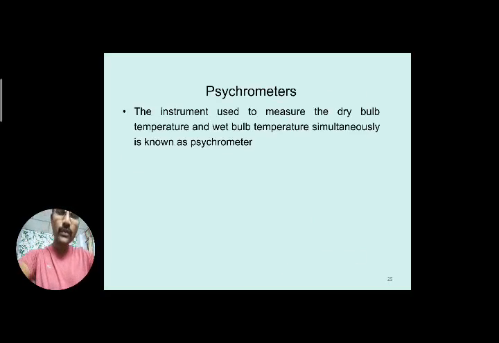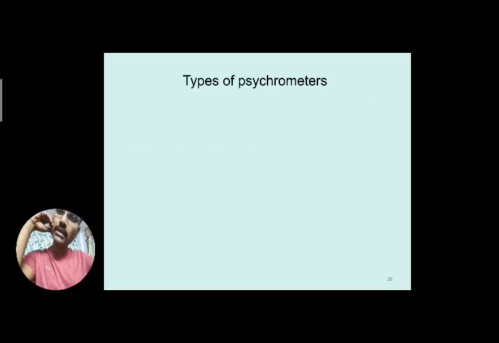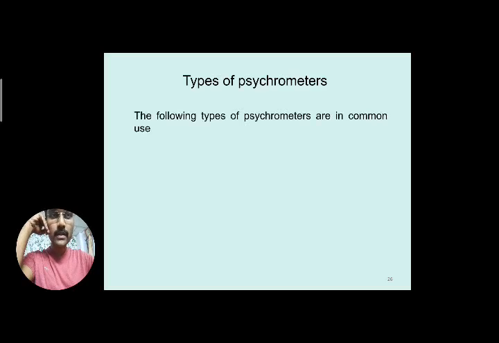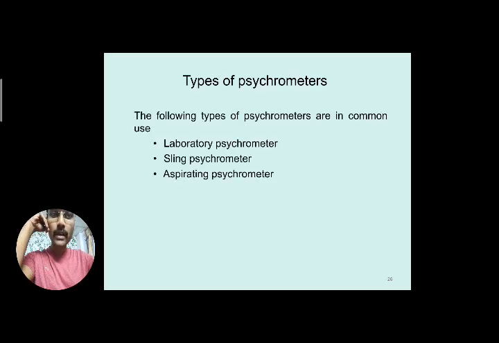Okay, so now we move on to the next topic, that is the psychrometers. These are the instruments used to measure the dry bulb temperature and WBT simultaneously. So you can measure both the temperatures at once, those are the psychrometers. We will see the types of psychrometers. Commonly used psychrometers are the laboratory psychrometer, sling psychrometer, aspirating psychrometer, and continuous recording psychrometer.